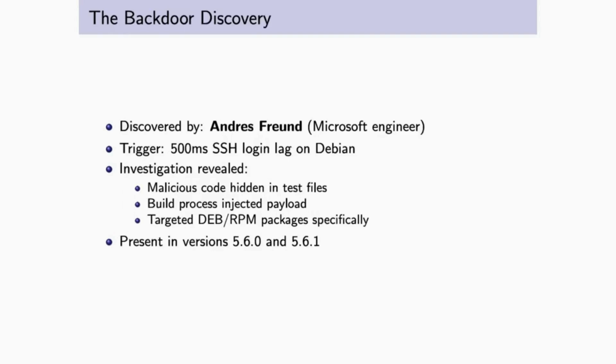The backdoor was discovered almost by accident. Andres Freund, a Microsoft engineer, noticed that his SSH logins were lagging by about 500 milliseconds, half a second. That's it. That tiny performance anomaly made him investigate. He discovered malicious code hidden in test files that activated during the build process, injecting a backdoor into the compiled binary. The backdoor existed only in versions 5.6.0 and 5.6.1, released in February and March 2024.